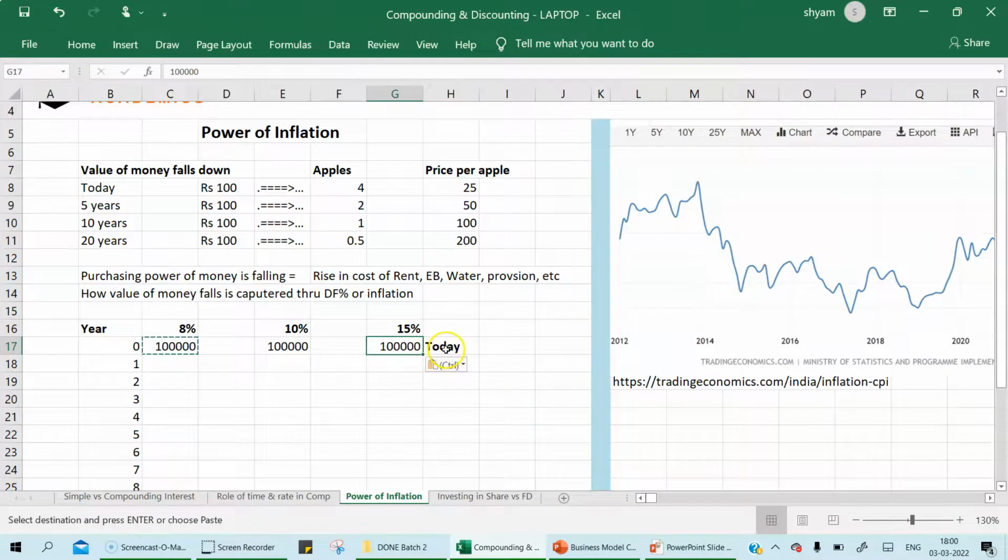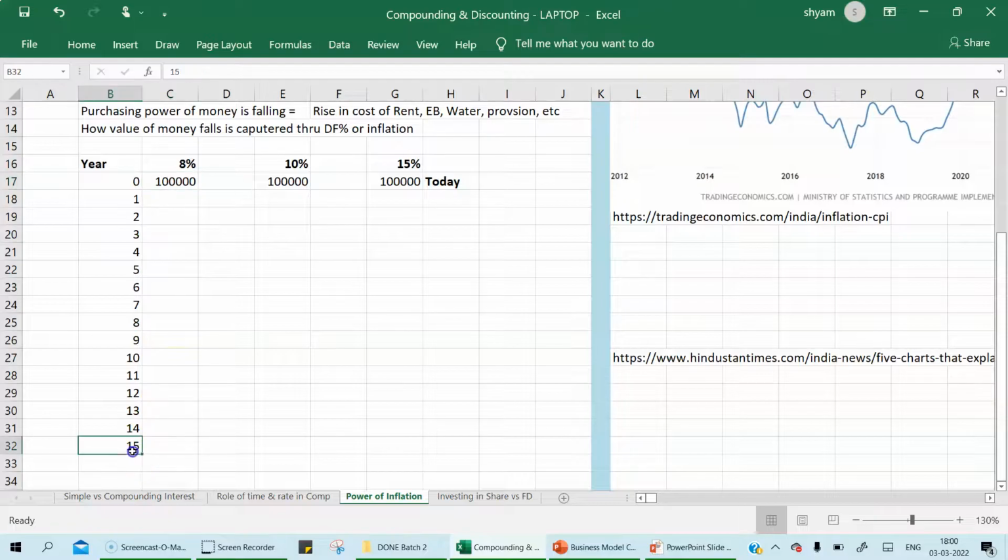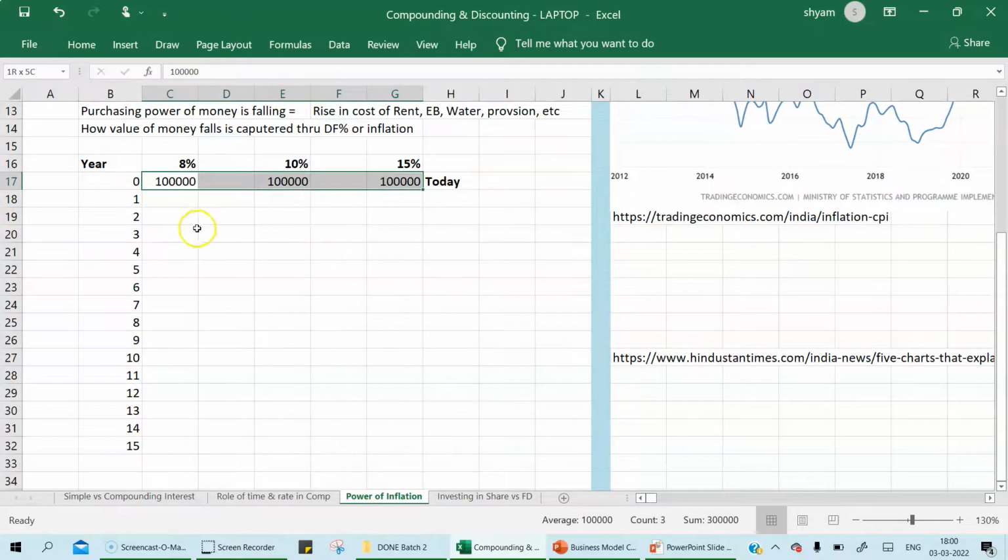So you have 1 lakh today. If you do not invest this 1 lakh in anything and just keep it as the same 1 lakh over a period of 15 years, let's see what happens to your money. So you have this 1 lakh at your home itself. You're not even investing in shares, bonds or fixed deposits. You just have it at your home.